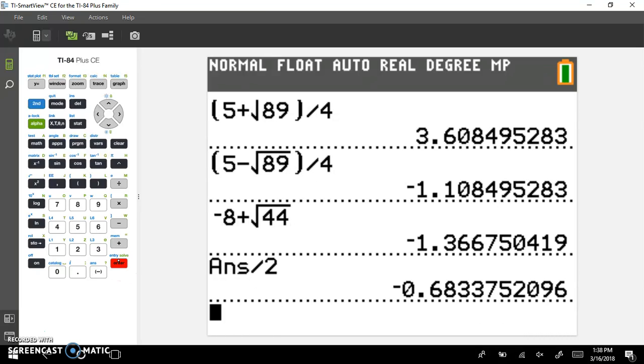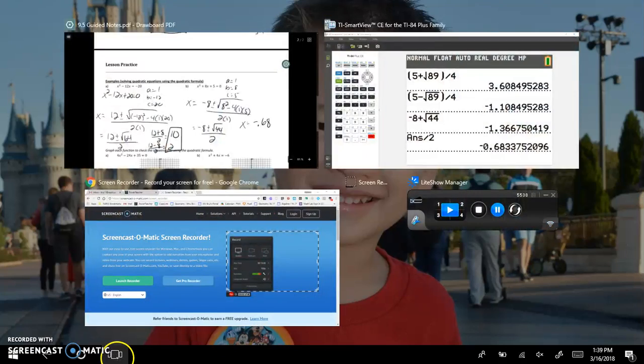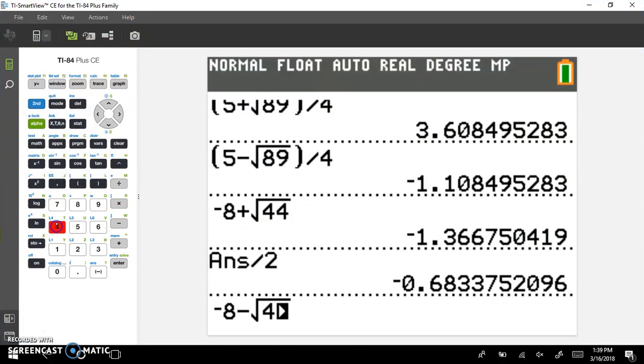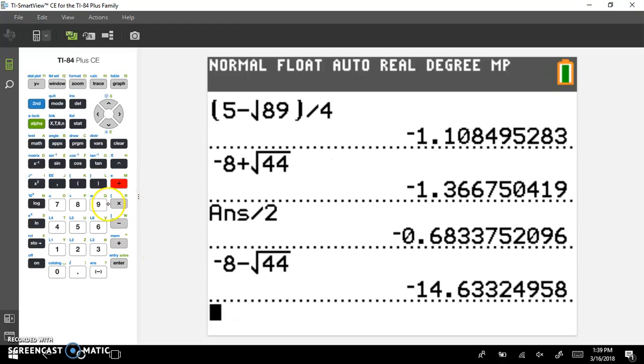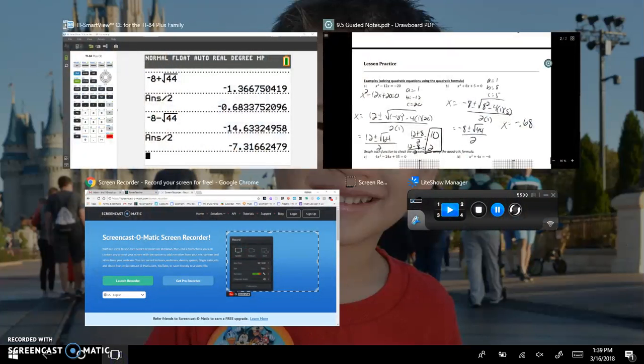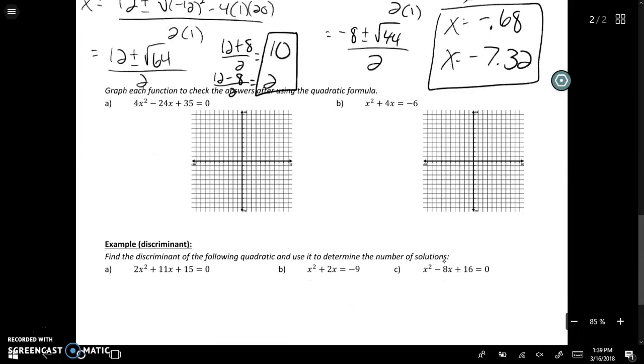Negative 8 plus the square root of 44, and then we're going to divide that by 2. You get negative 0.68. And then you go back here, and then we go negative 8 minus the square root of 44. Divide that by 2, and you get negative 7.32. There's your two solutions. Okay? We can also use this now to graph. Graphing function to check your answers.